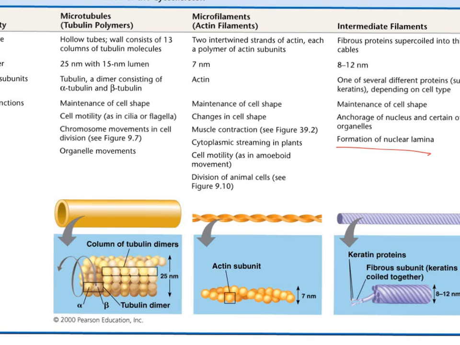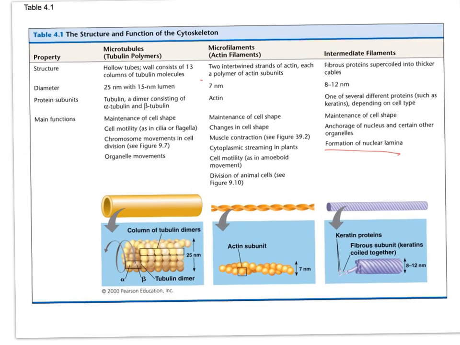Yes. These intermediate filaments give this lamina structure to the shape of the nucleus. All right? It's like a netting that gives it structure. It helps maintain cell shape as well. And really a big one, right, the anchorage of the nucleus and certain other organelles to the cell.